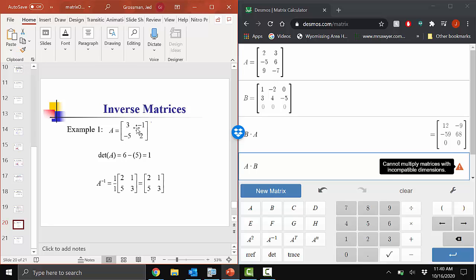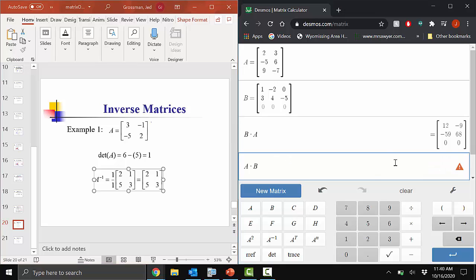So we calculate the determinant. 3 times 2 is 6. Minus -5 times -1 is 5. 6 minus 5 is 1. So we put 1 over 1. We swap these two values, and then we change the signs of these two values. And then we would distribute whatever's on the outside through to everything. So you guys have learned how to do this by hand. And it's not hard to do it by hand.